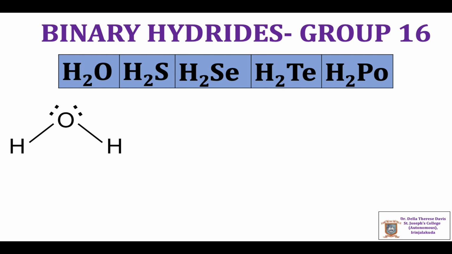Next are the binary hydrides of group 16 elements, H2O, H2S, H2Se, H2Te and H2Po. H2O is a liquid, whereas the others are gases. H2S, H2Se and H2Te are poisonous with unpleasant odors. As polonium is a radioactive element, the properties of H2Po are not well known.